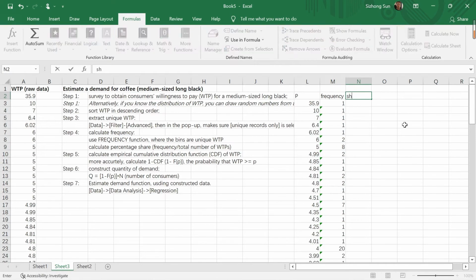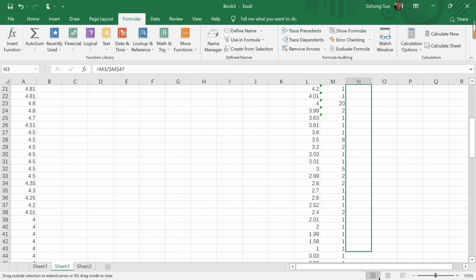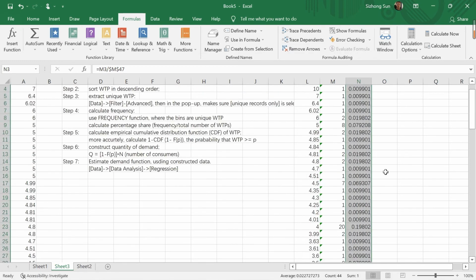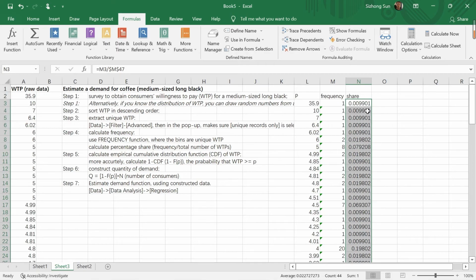Let's calculate the share, which is step 4. Calculate the percentage share, which is M3 divided by M47. Okay, let's share. So that's step 4.